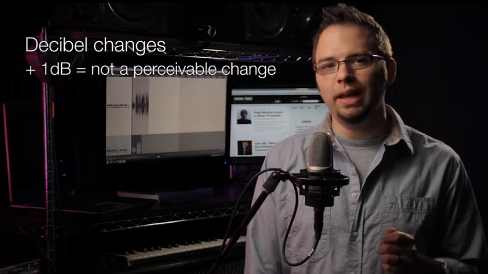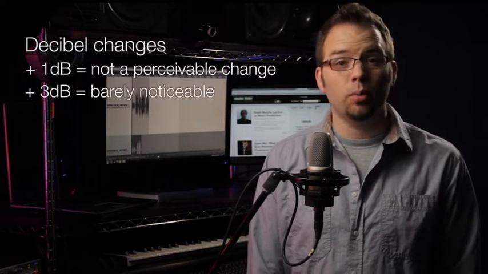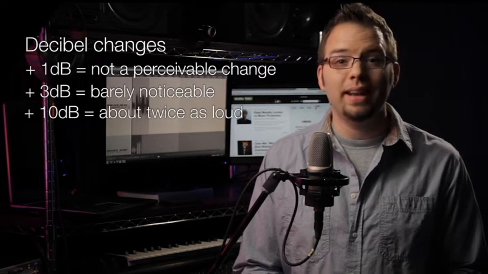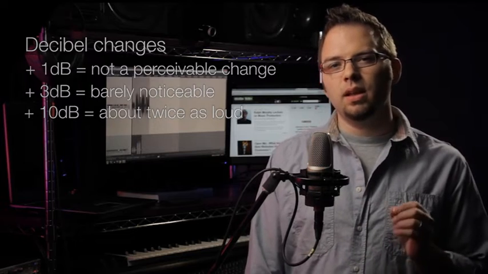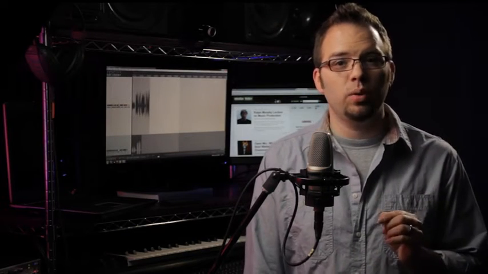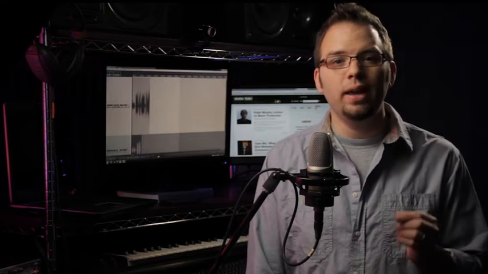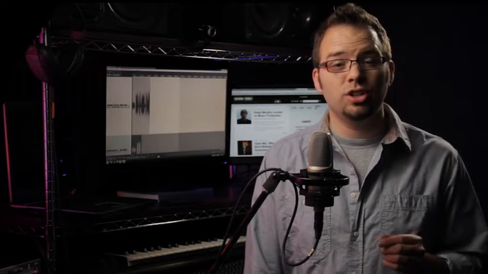The decibel is a logarithmic unit, so a 1 decibel increase is not a perceivable change. A 3 decibel increase is barely noticeable, and a 10 decibel increase is perceived as being about twice as loud. This is important because as you halve the distance between the sound source and the microphone, you increase the volume by 6 decibels, which is a substantial amount. But what happens to the ambient sound in the room? The ambient sound in the room is nearly the same level throughout the room. This is because ambient sound has been reflected many times within the room until it's essentially non-directional.